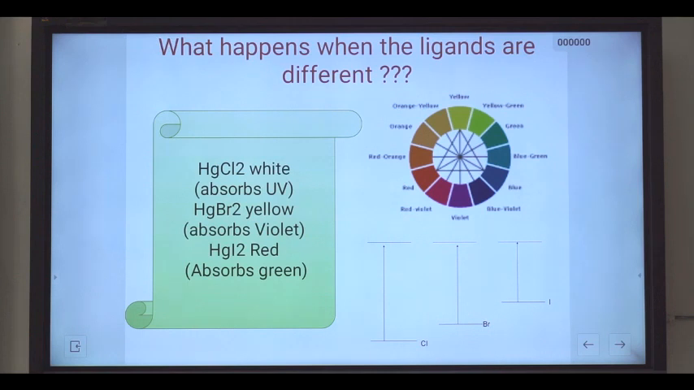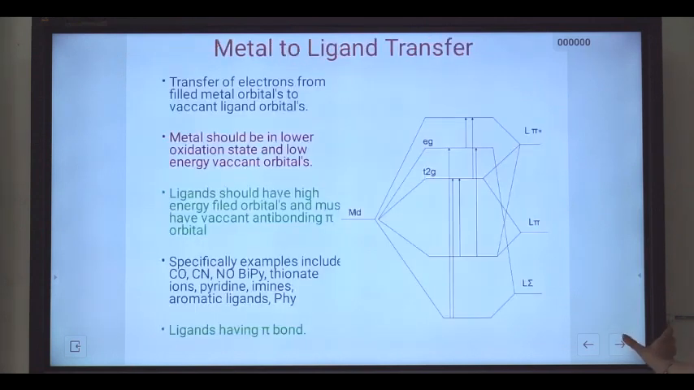Whatever color the compound shows, that should be opposite to that of the absorption. This is a phenomenon of absorption and emission. Here, yellow and the next, violet, are opposite to each other. So if the compound absorbs yellow, it will emit violet, and if the compound absorbs violet, then it emits yellow. So this is the complementary color wheel according to which the color appears or the absorption and emission phenomenon occurs.